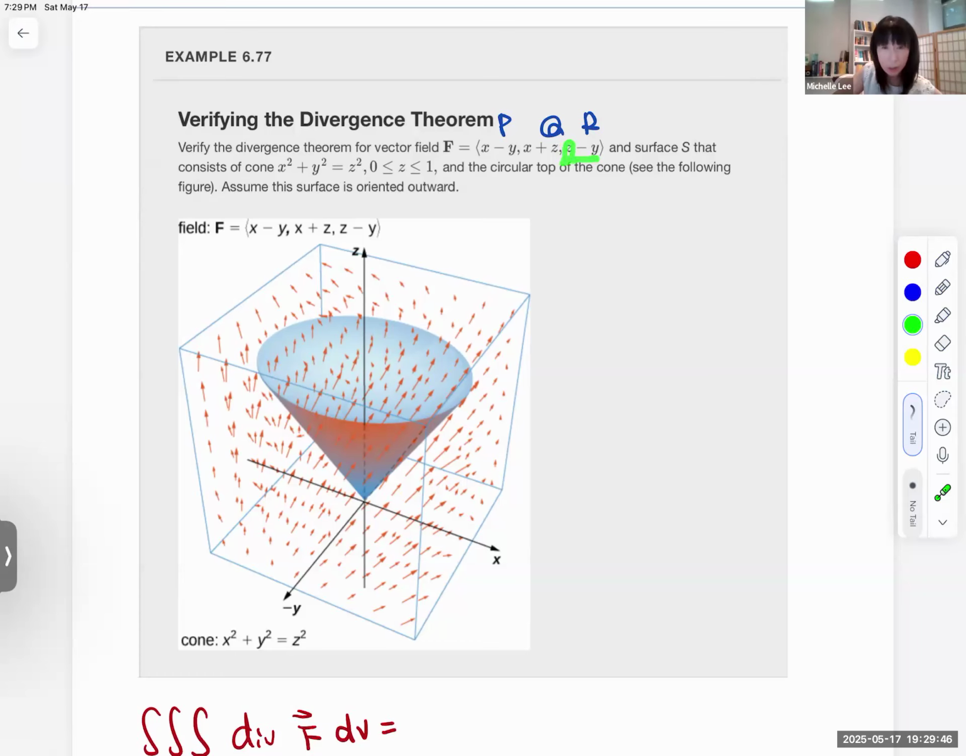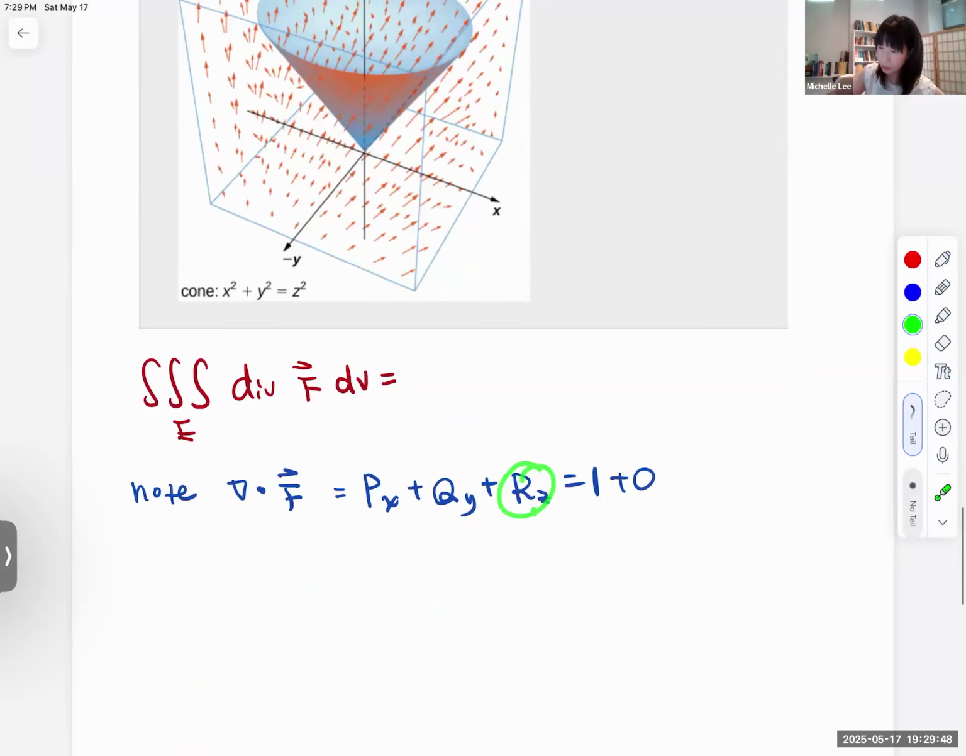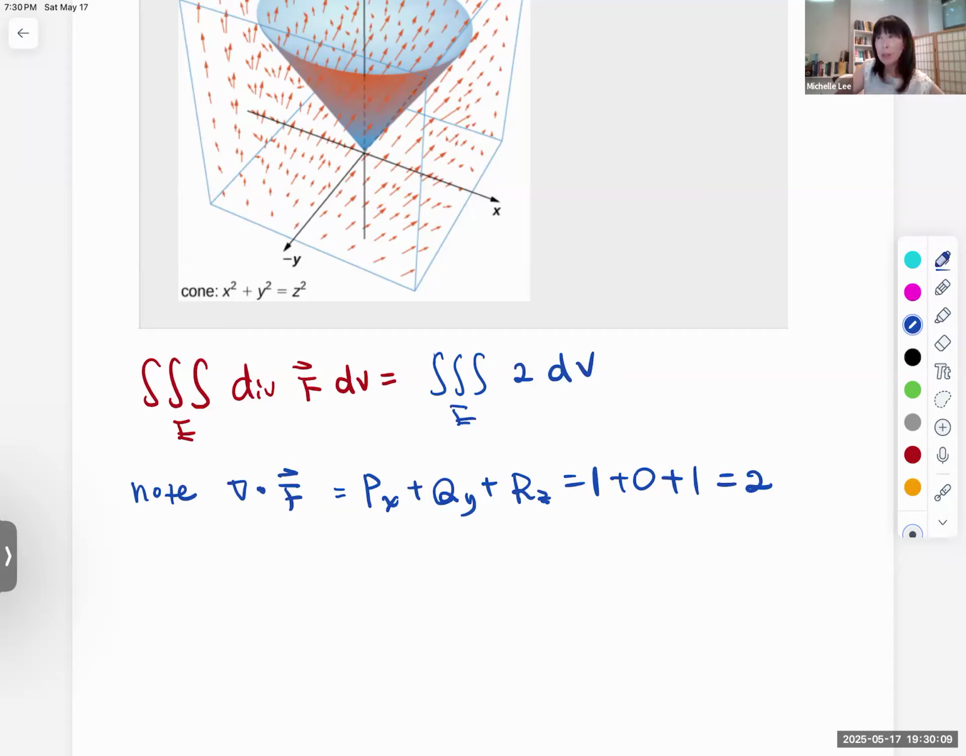So 1, right? Because Z is there. Then we get 2. All right. Now we will have a triple integral of region E and then 2 dV. Yeah? Okay.